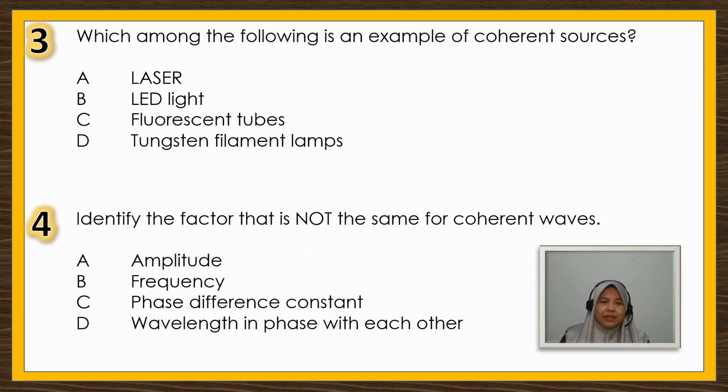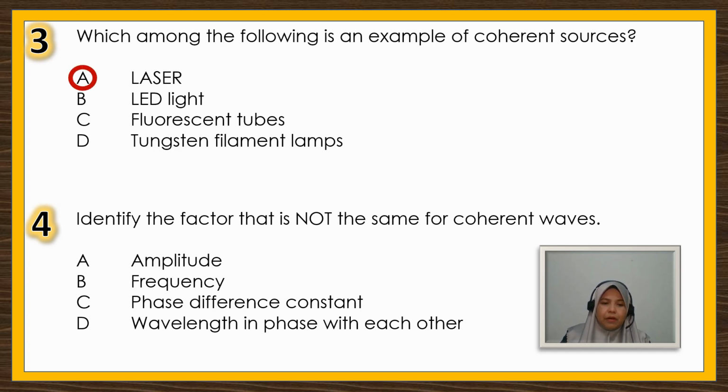For question number 3, which among the following is an example of a coherent source? If you refer to the choices given, A is laser, B is LED light, C is fluorescent tube, and D is tungsten filament lamp. So the best answer is A, which is the laser.